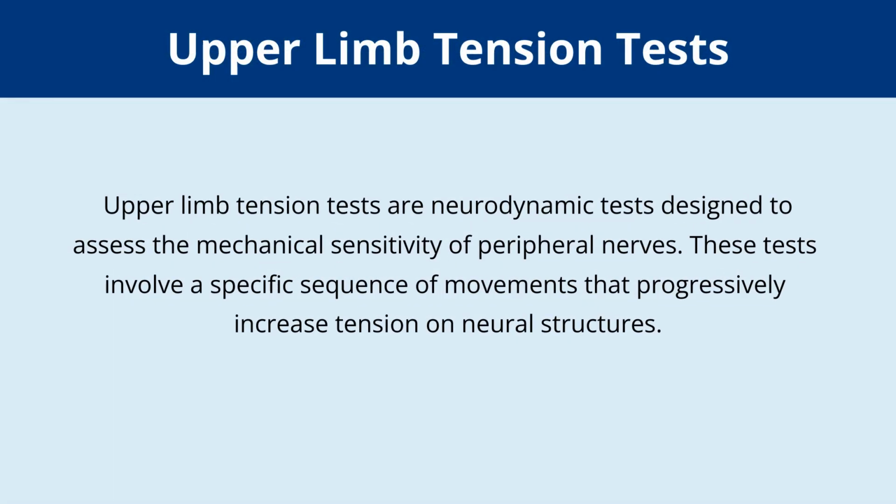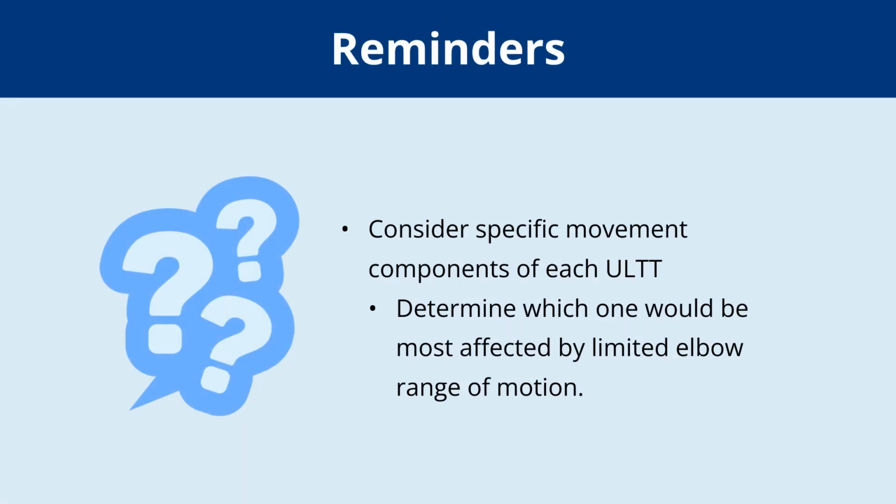Upper limb tension tests are neurodynamic tests designed to assess the mechanical sensitivity of peripheral nerves. These tests involve a specific sequence of movements that progressively increase tension on neural structures. This question is asking you to think about the specific movement components of each upper limb tension test and determine which one would be most affected by limited elbow range of motion.